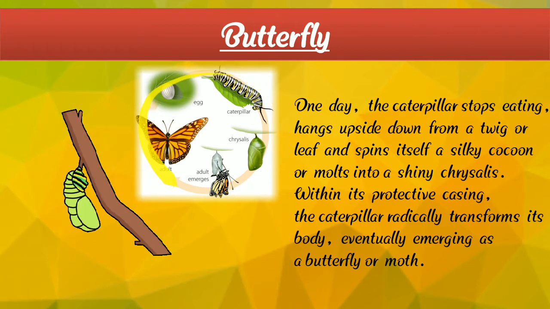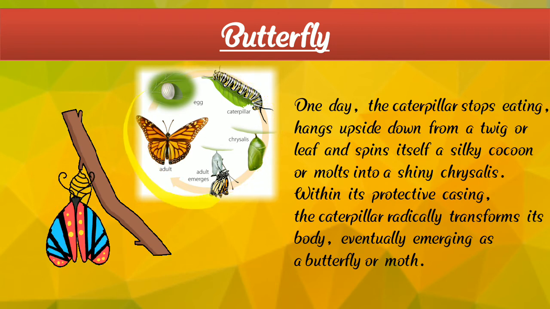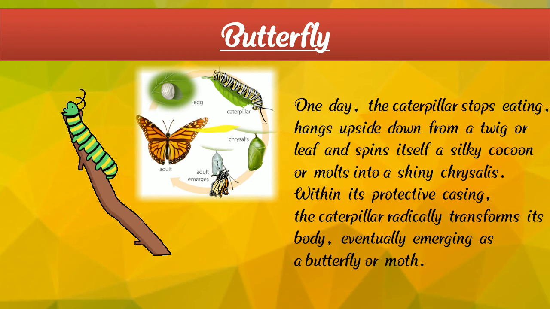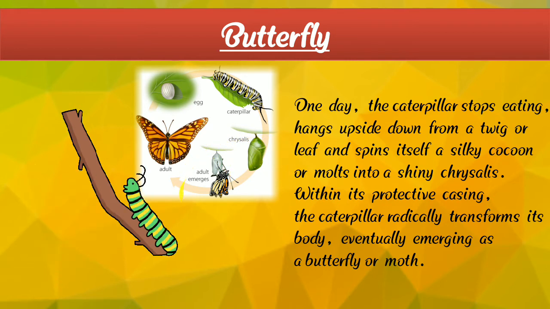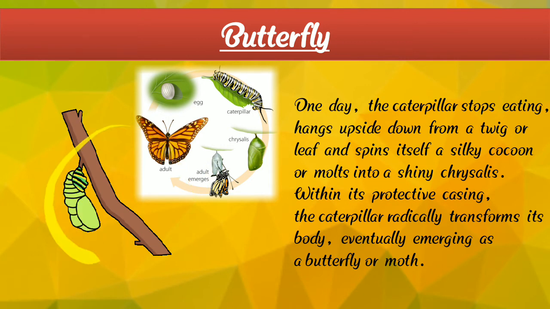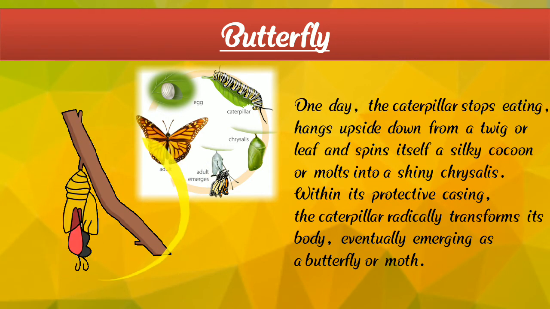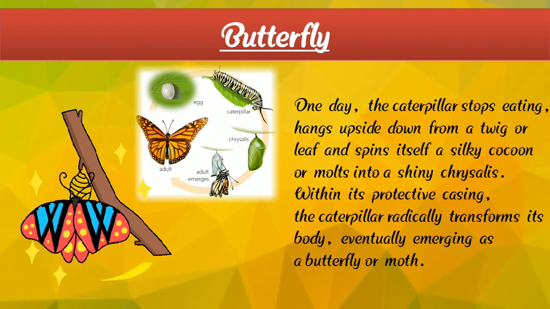how a caterpillar becomes a butterfly. First we can see the egg, then it becomes a caterpillar, then chrysalis, then the adult emerges, and then the adult. So here we can also see how a caterpillar becomes a butterfly.